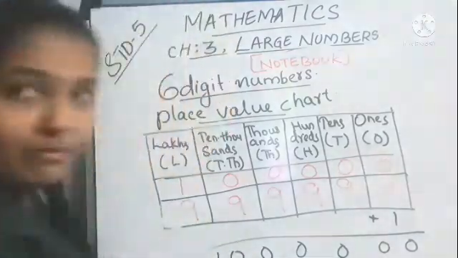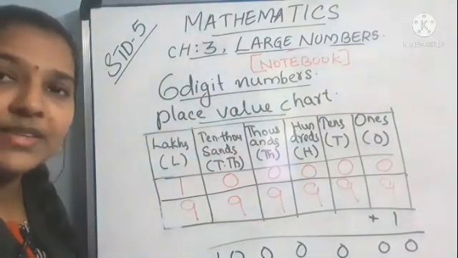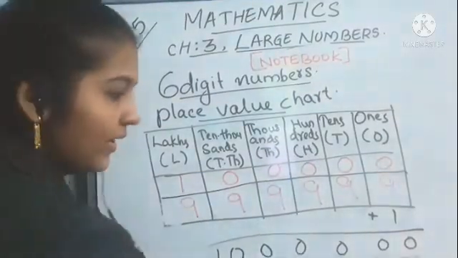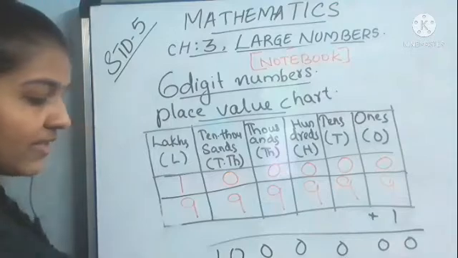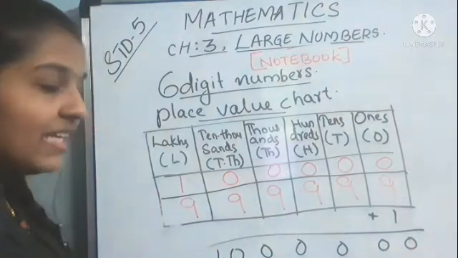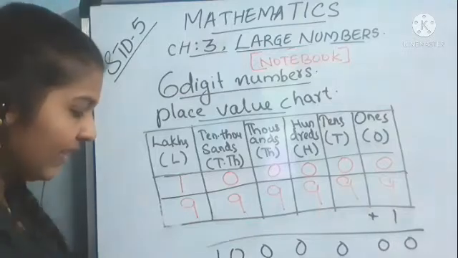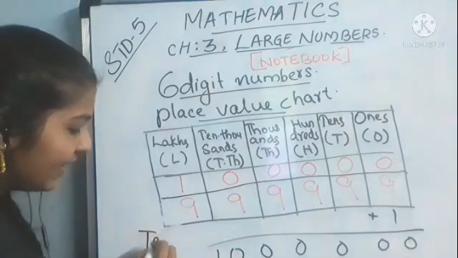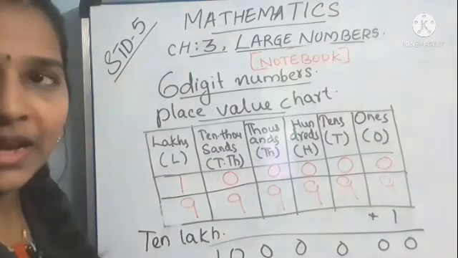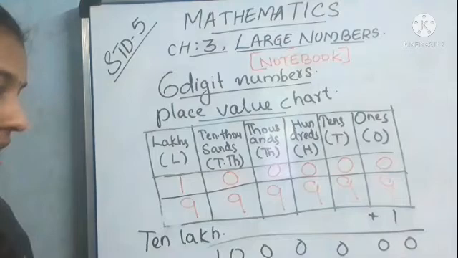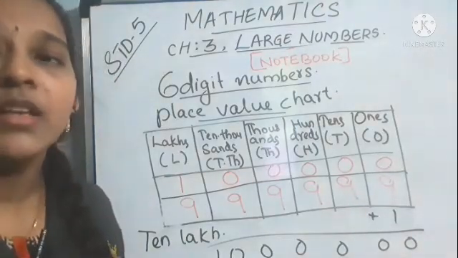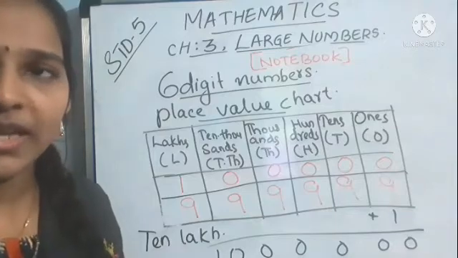Look at this number, children. It has 7 digits in it: 1, 2, 3, 4, 5, 6, 7. Seven digits. And we can read this number as 10 lakh. So this is the smallest 7-digit number. 10 lakh is the smallest 7-digit number.